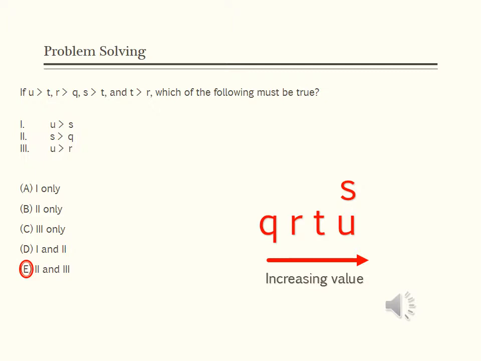Option 2 is correct as S is greater than Q, and option 3 is correct as U is greater than R. This means that options 2 and 3 are true. Therefore, the answer is E.